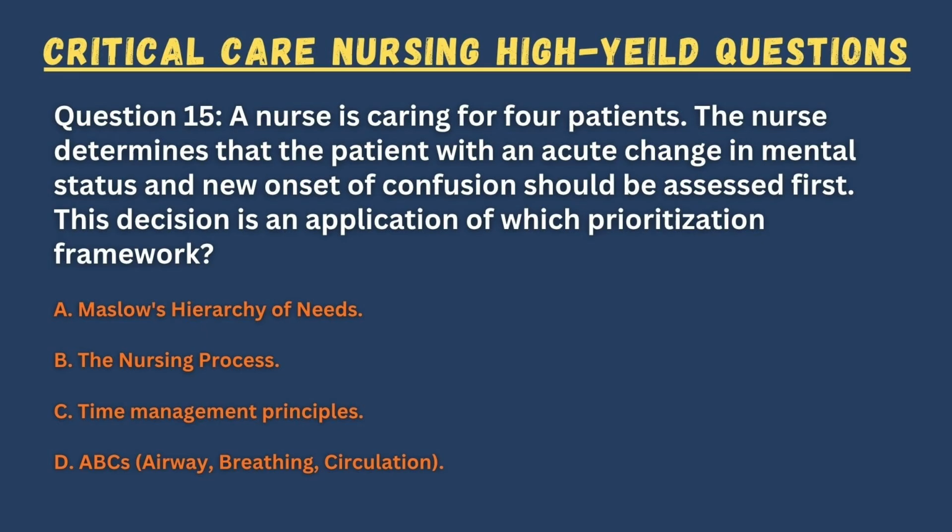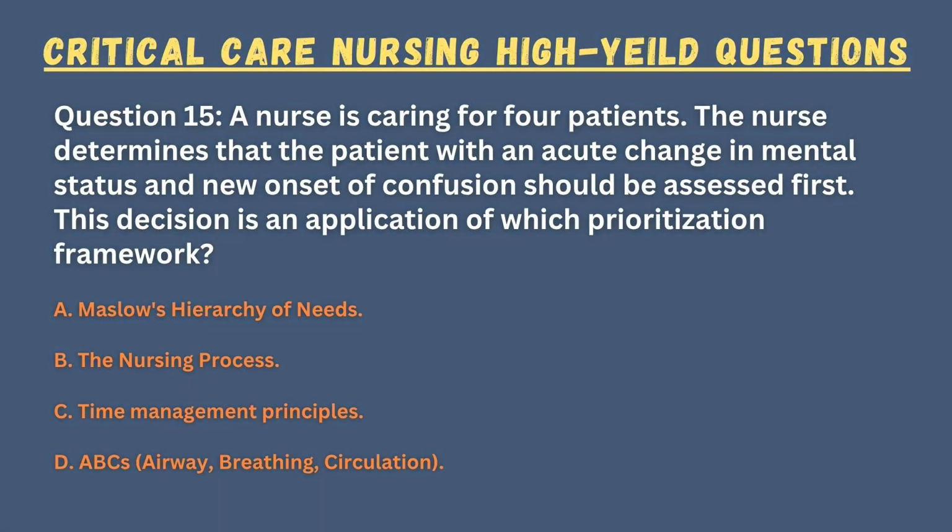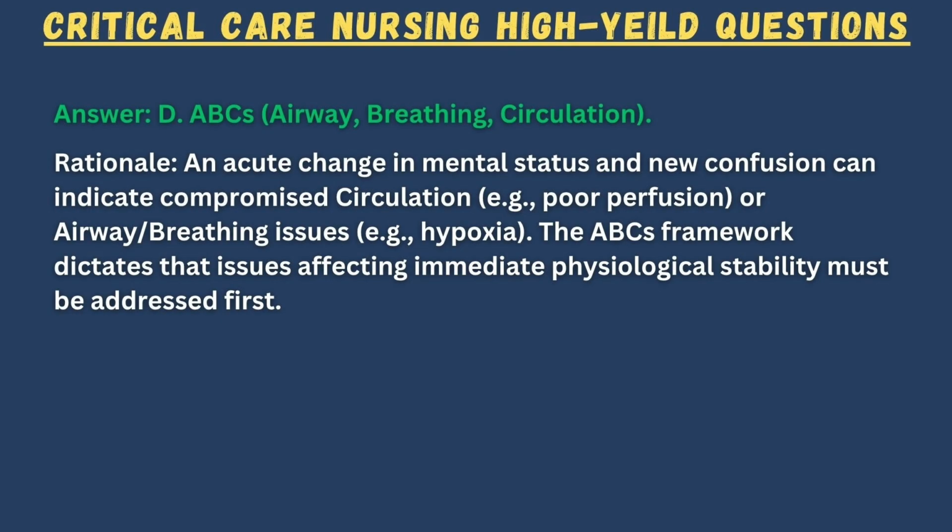Question 15. A nurse is caring for 4 patients. The nurse determines that the patient with an acute change in mental status and new onset of confusion should be assessed first. This decision is an application of which prioritization framework? A. Maslow's hierarchy of needs. B. The nursing process. C. Time management principles. D. ABCs, airway, breathing, circulation. Answer: D. ABCs, airway, breathing, circulation.